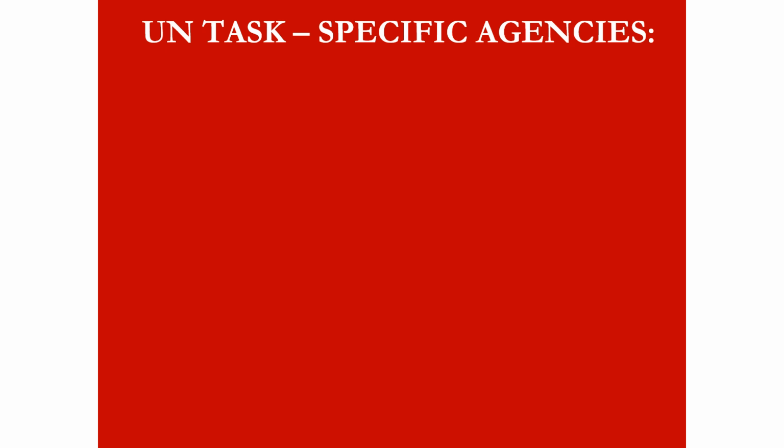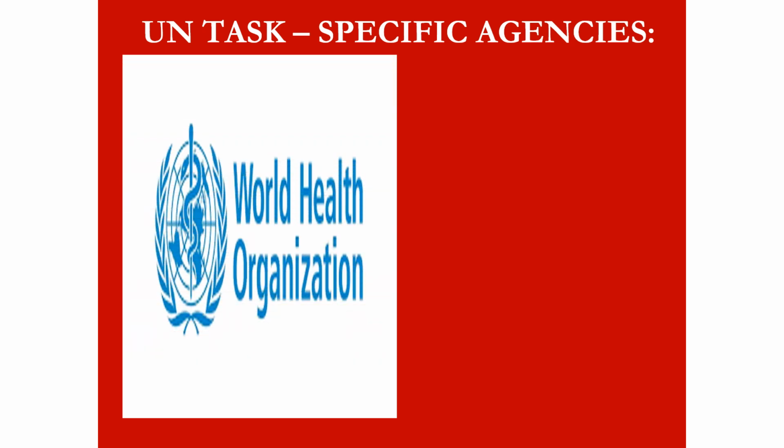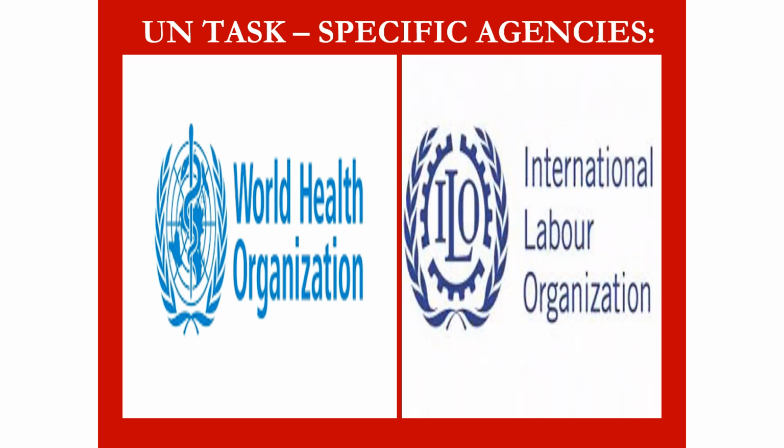The United Nations has different tasks. It also has its own specific agencies. One example is the World Health Organization, whose main goal is to maintain the health standards of all the people around the world. Another example is the International Labor Organization, which secures that all employees are treated equally by their employers.